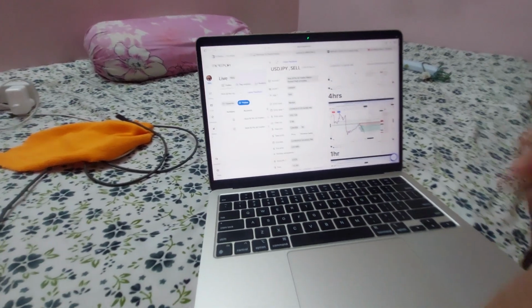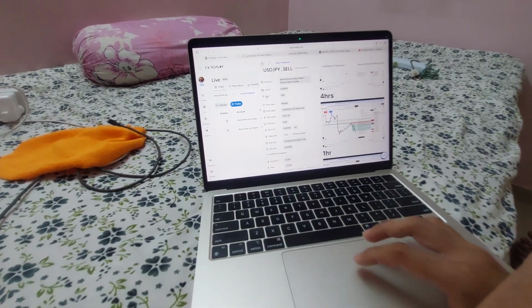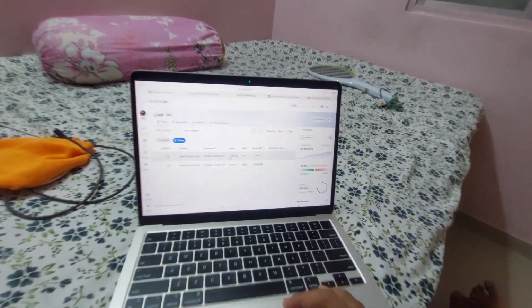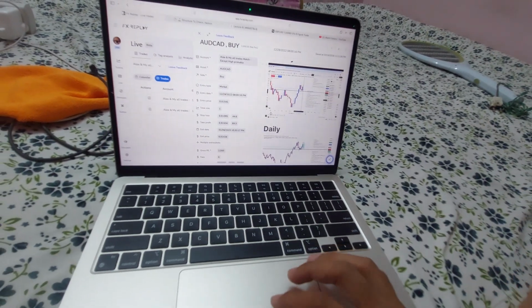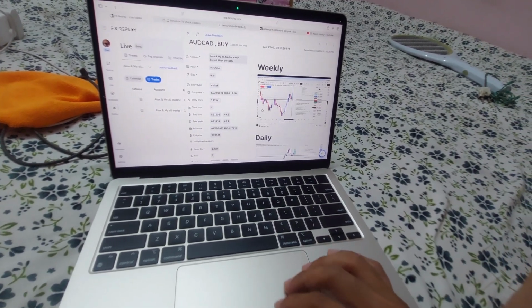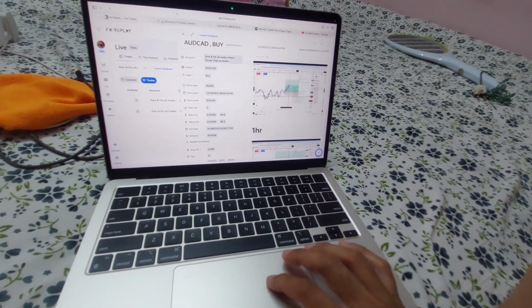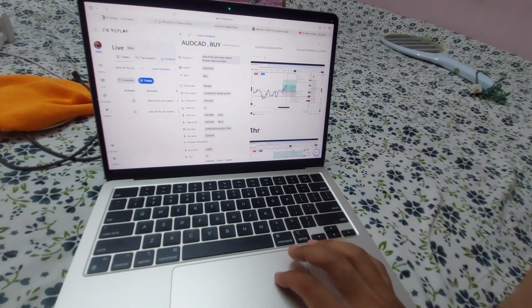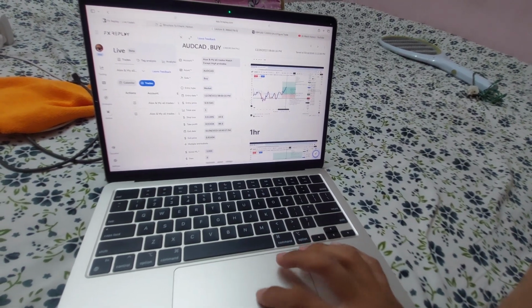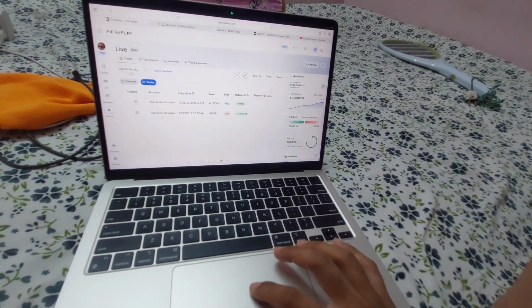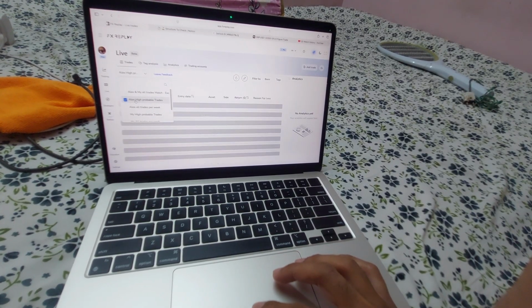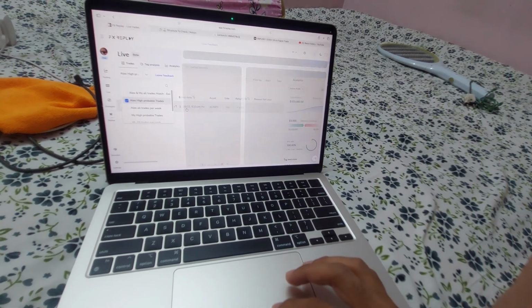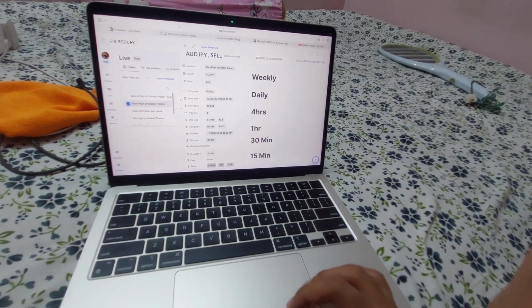Let's get another one. Alarm. This is the buy. 4 hours. It's getting low, higher. I'm tired, yaar. Alex. Yeah, look at this. Look at this.